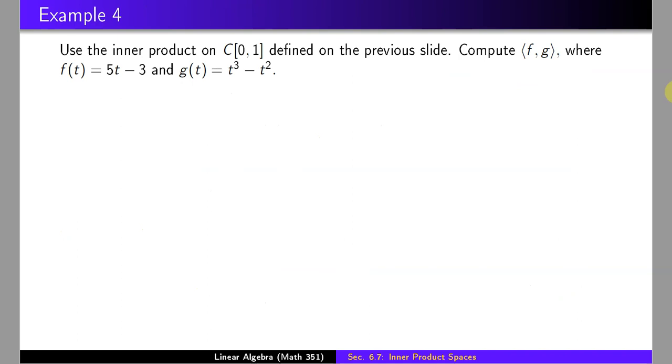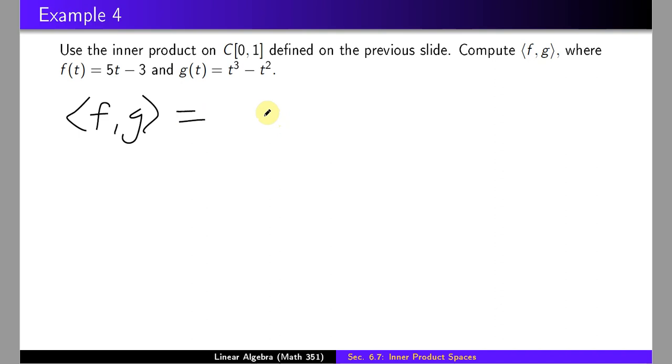All right, let's go ahead and work this out, see what it looks like. Use the inner product that we just talked about on the previous slide on the vector space of continuous functions from 0 to 1 to compute the inner product of f with g, if f is this particular continuous function and g is this other continuous function. All right, let's go ahead and calculate this then.